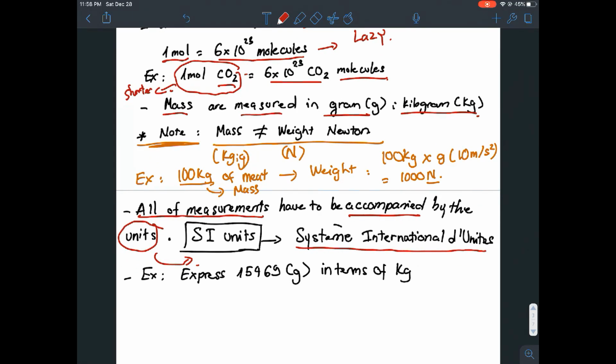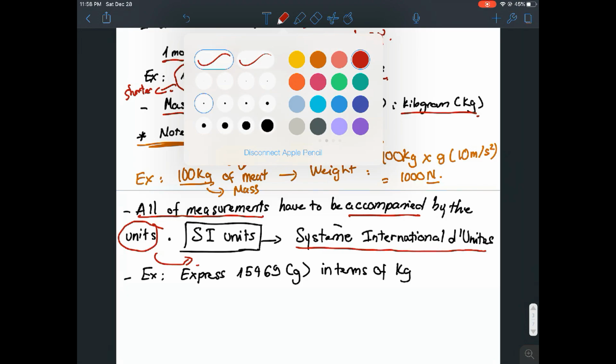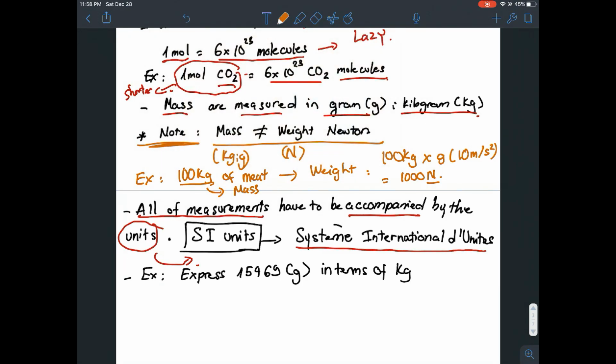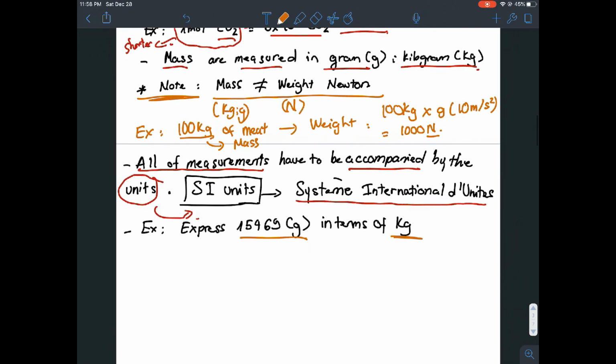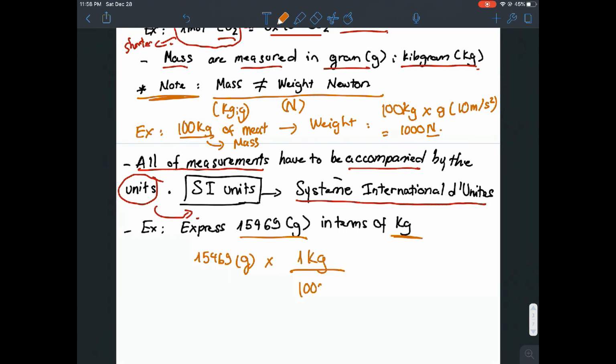We have an example here: we're going to express 15469 gram in terms of kilogram. Gram and kilogram are SI units. Okay, so 15469 gram is going to be 15.469 kilogram.